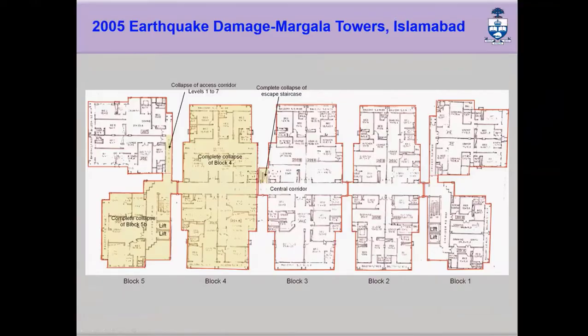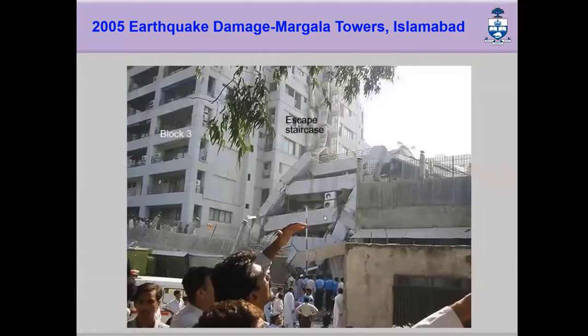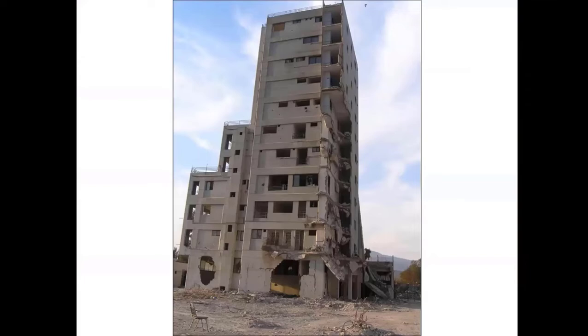And I want to show you a little bit of a background of the earthquake damage. Here are 10 buildings of Margalla Tower in Islamabad, which you mostly perhaps know about. And during the 2005 earthquake, 3 of these buildings damaged or collapsed. This is how the collapsed building looked like. I'm going to quickly show you some of the damage. Number of people got killed there.